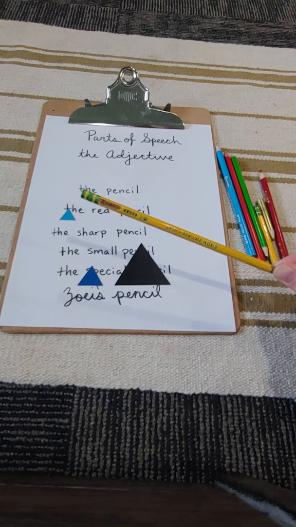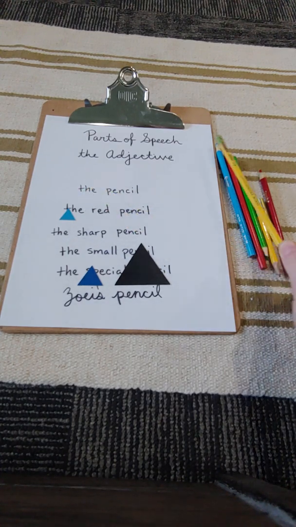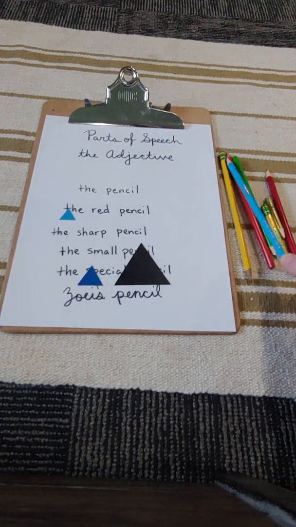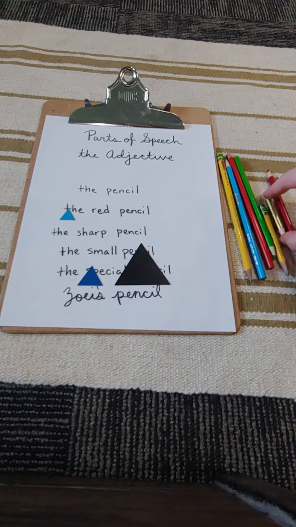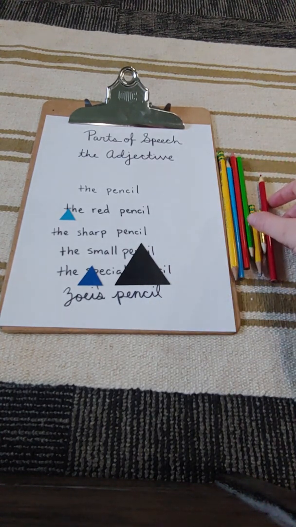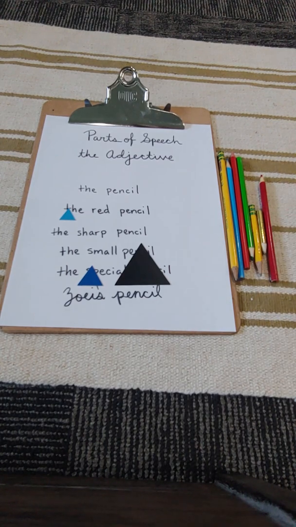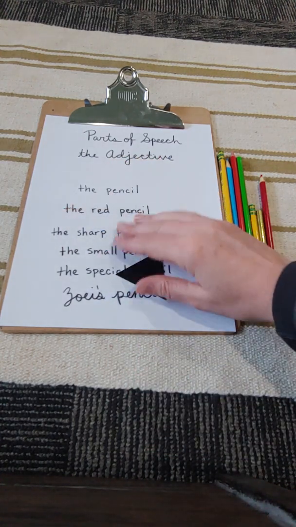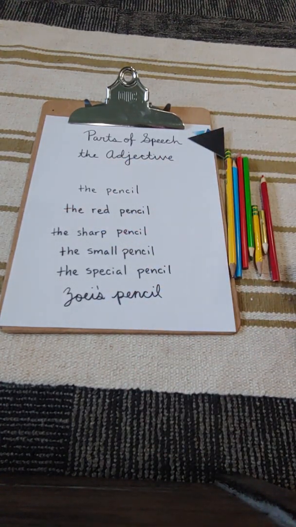Which pencil do you want? I want Zoe's pencil. Which pencil do you want? I want the blue pencil. Which pencil do you want? I want the tiny, special pencil. Be on the lookout for different options. It's really easy to think about adjectives and get stuck with colors or smells or textures, but there is a whole lot more to it than that. We can use possessives as types of adjectives. We can use numbers as types of adjectives.